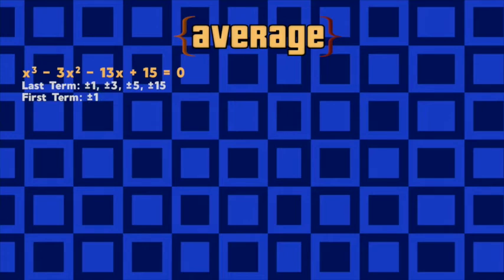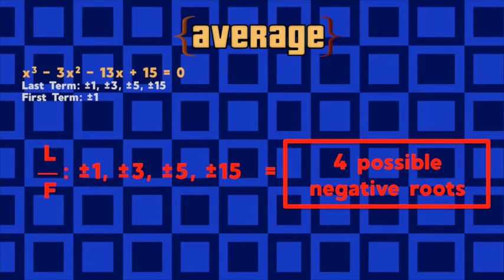Next, plug in the values into the formula L over F, and the roots are plus or minus 1, plus or minus 3, plus or minus 5, and plus or minus 15. So this means that there are 4 possible negative roots.